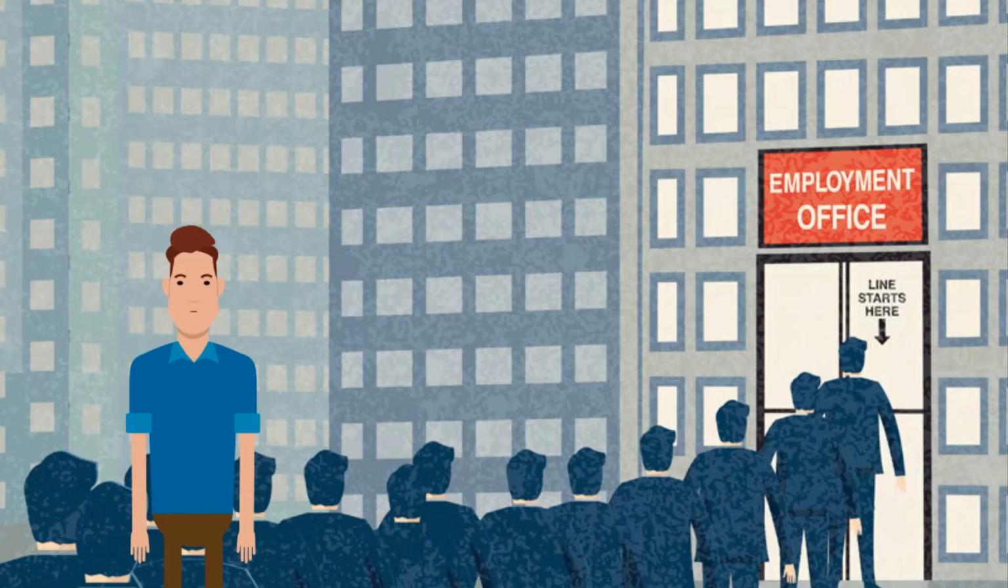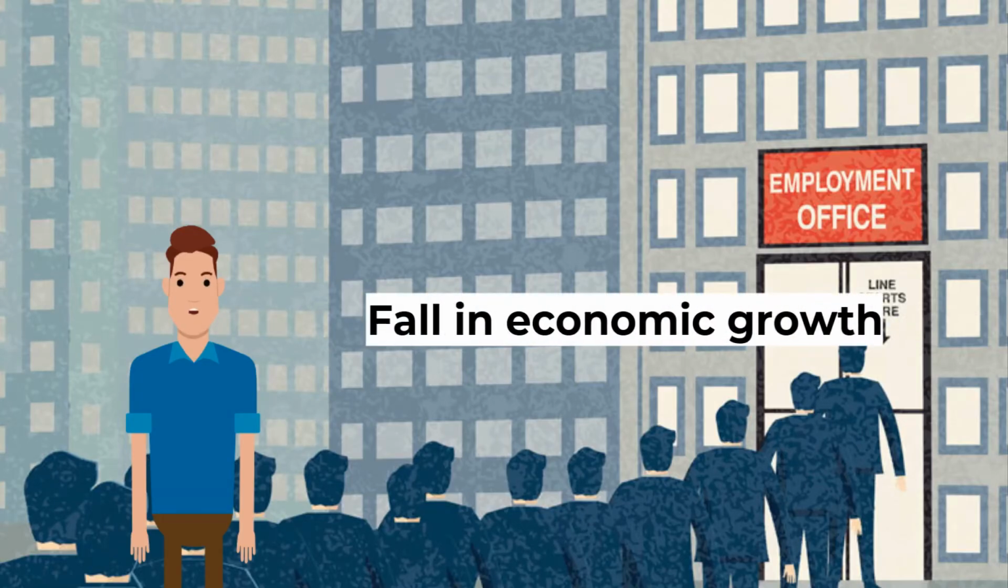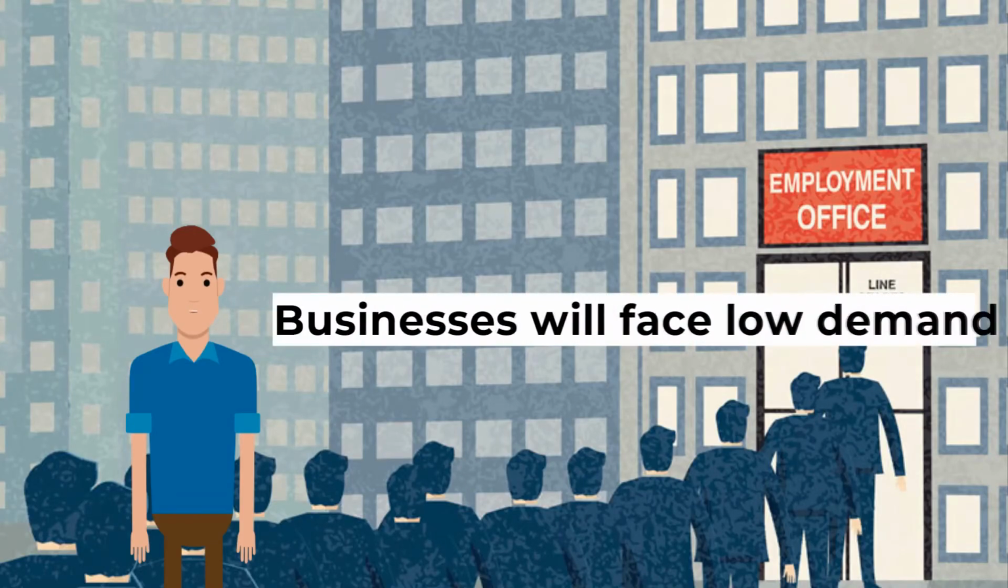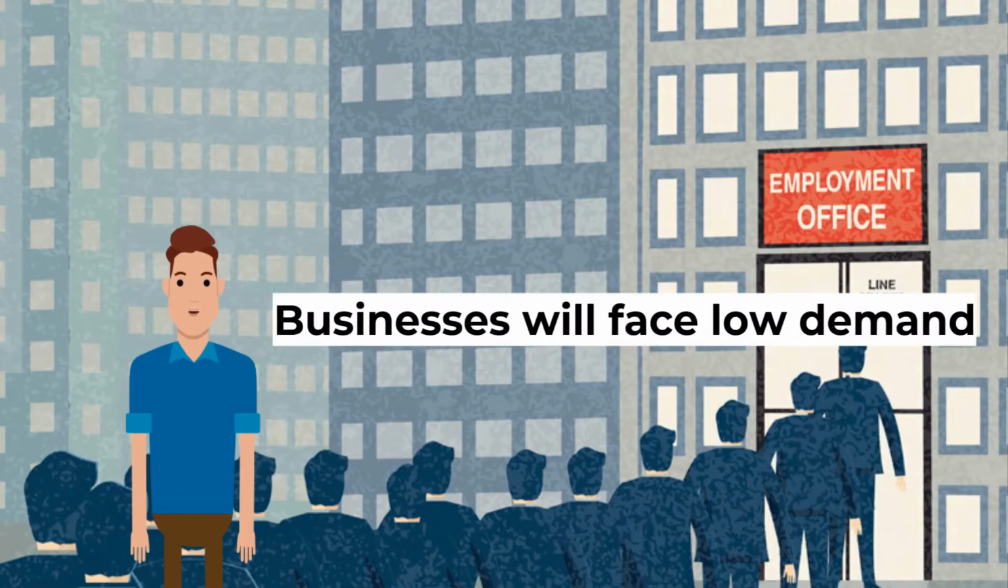Effects of high unemployment. Unemployed people do not produce anything and so, the total output or GDP in the country will fall. This will, in turn, lead to a fall in economic growth. Unemployed people receive no income, thus inequality can rise in the economy and living standards will fall. It also means that businesses will face low demand due to low incomes.